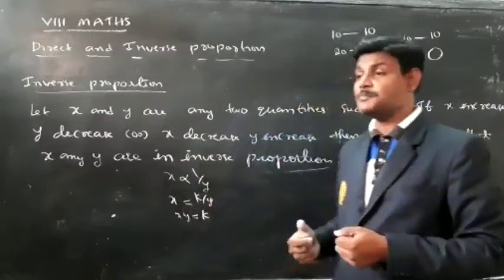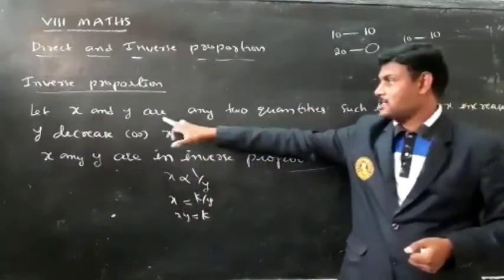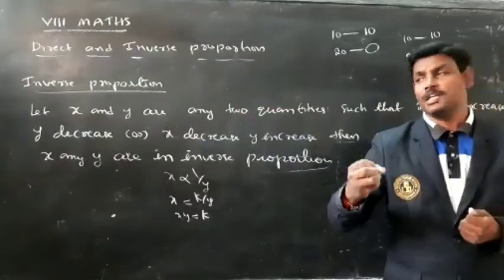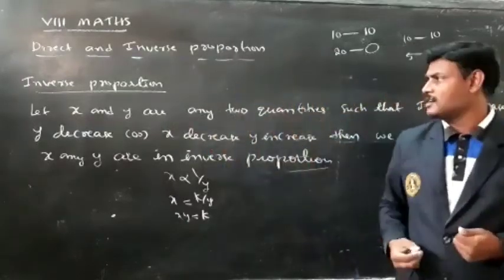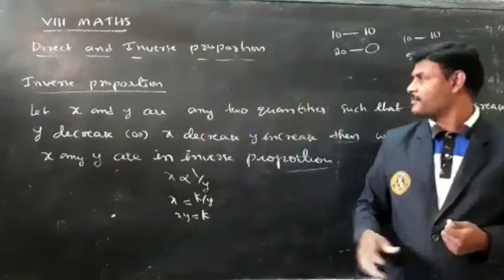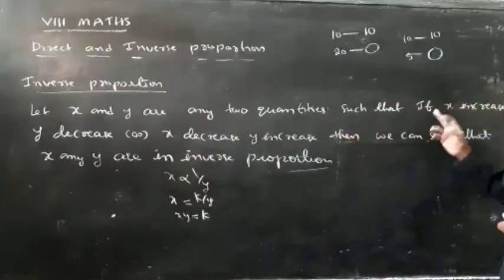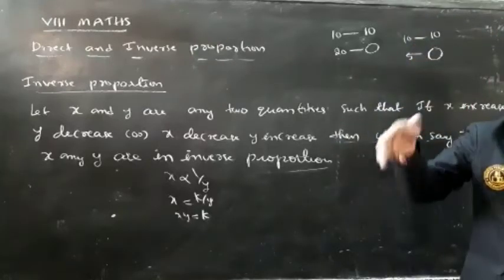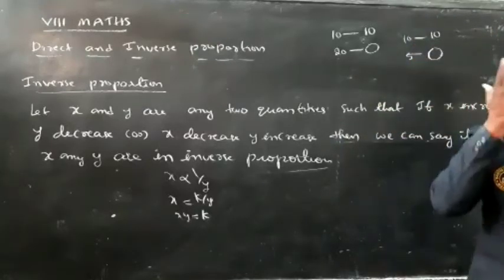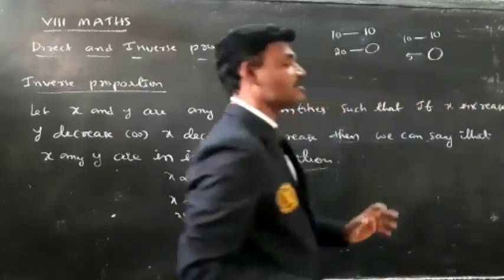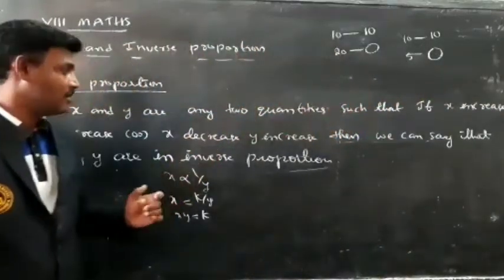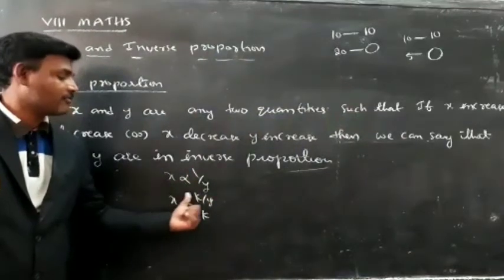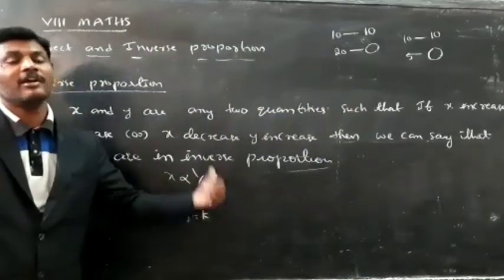So what is inverse proportion? Let X and Y be any two quantities, maybe members and rice, or time and work, such that if X increases, Y decreases. Otherwise, if X decreases, Y increases. Such a relation is called inverse proportion. X is inversely proportional to Y. X is equal to K by Y. XY is equal to K.